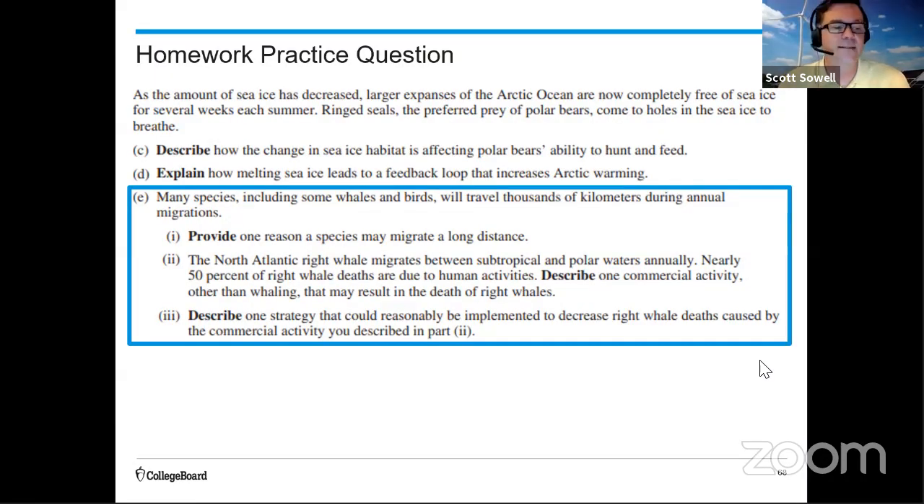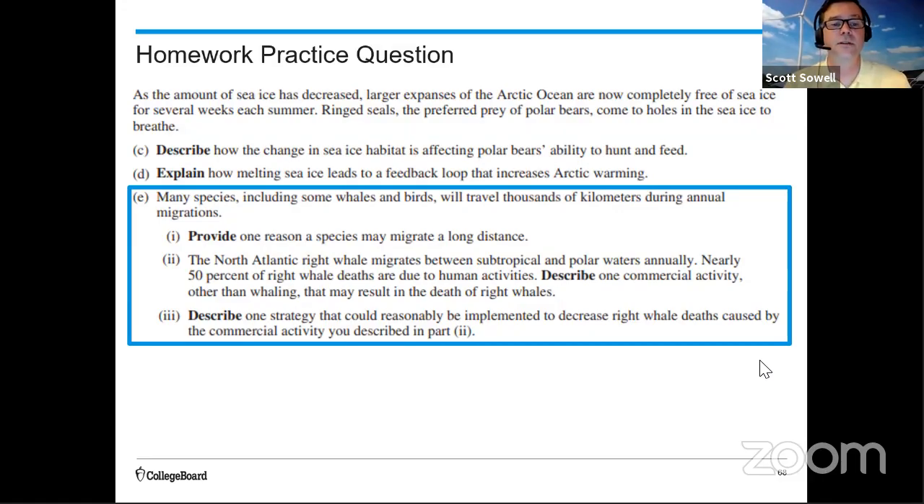E says many species, including some whales and birds, will travel thousands of kilometers during annual migrations. So E-I, provide one reason a species may migrate a long distance. Just one reason, provide. E-II says the North Atlantic right whale migrates between subtropical and polar waters annually. Nearly 50% of the right whale deaths are due to human activities. Describe one commercial activity other than whaling that may result in the death of right whales. So we're identifying a problem here.